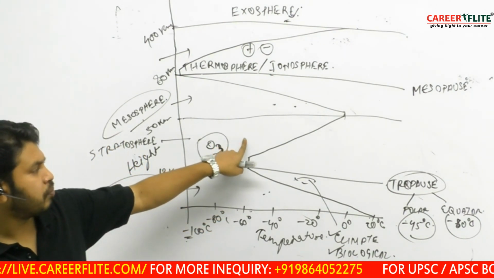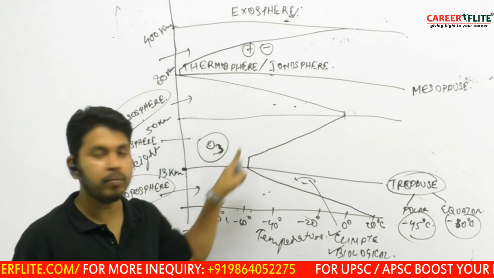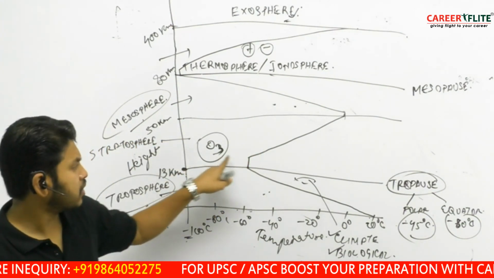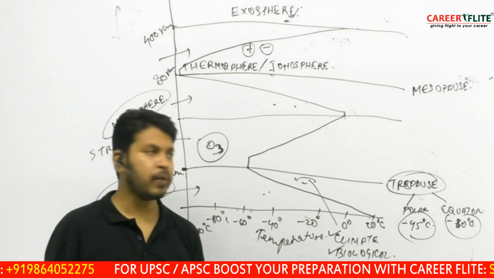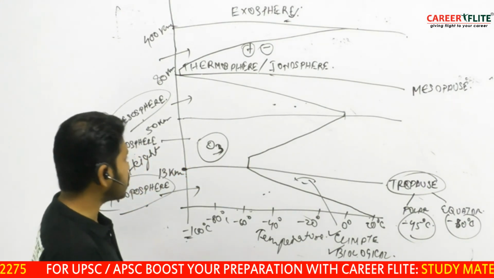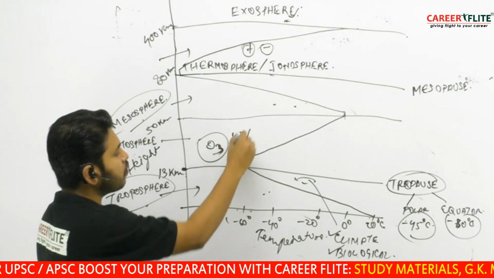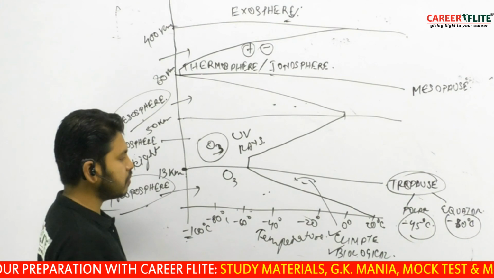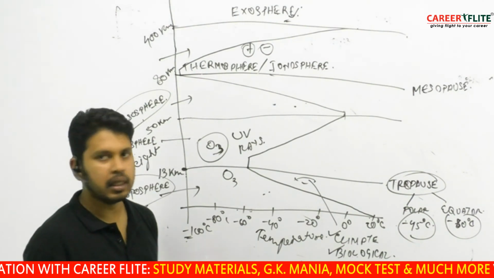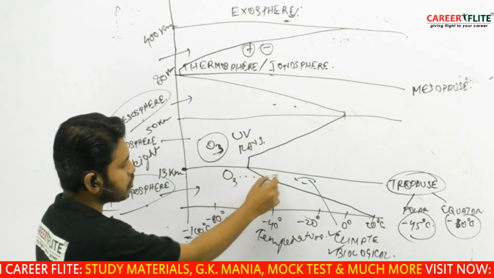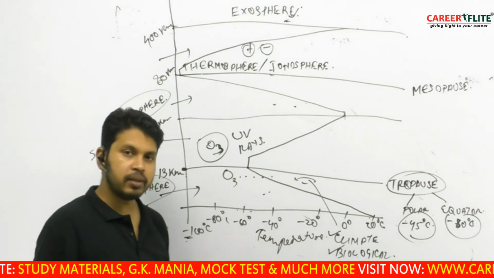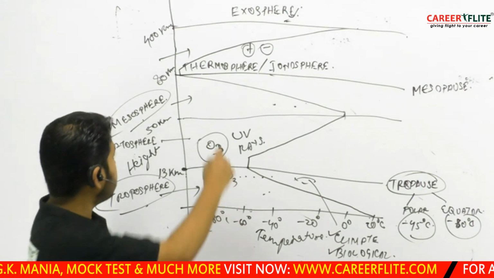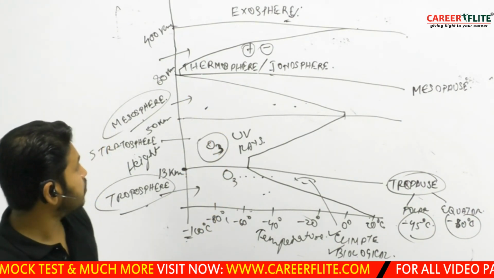The next most important layer is the stratosphere, from 13 to 50 kilometers. In this layer we can find ozone. One thing you have to remember is that the ozone that we find in the stratosphere protects us from harmful UV rays, but the ozone in the troposphere acts like a greenhouse gas. All the greenhouse gases we find only in the troposphere, so ozone there is harmful for us. In the mesosphere there is not much importance.